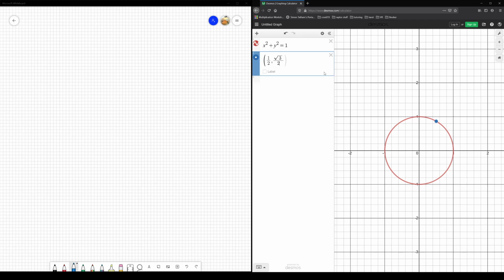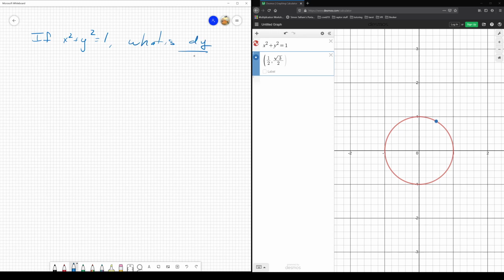So it's possible over here to draw a tangent line, but I want to find its exact slope. So my question is, if x squared plus y squared is 1, what is the derivative of y with respect to x if x is 1/2 and y is the square root of 3 over 2? And so we're going to figure this out using something called implicit differentiation.